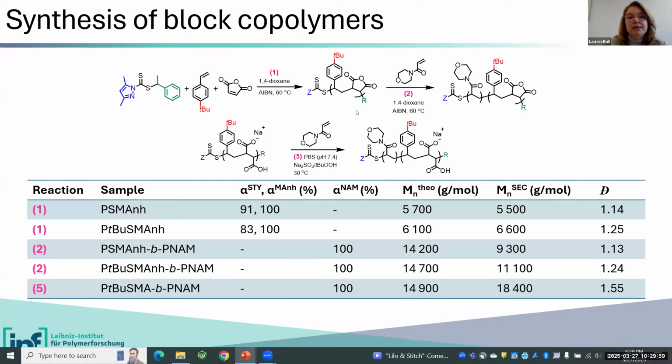So some results for our block copolymer synthesis. For the synthesis of just our macrochain transfer agents, we have very quantitative monomer conversions and very nice low dispersities with targeted molecular weights. And these were then used subsequently in a chain extension experiment indicated by 2, where we made 2 amphiphilic block copolymers chain extended with our permanently water-soluble block. Again, quantitative monomer conversions and very nice low dispersities.